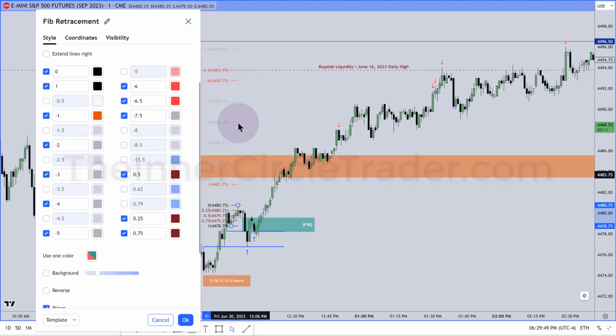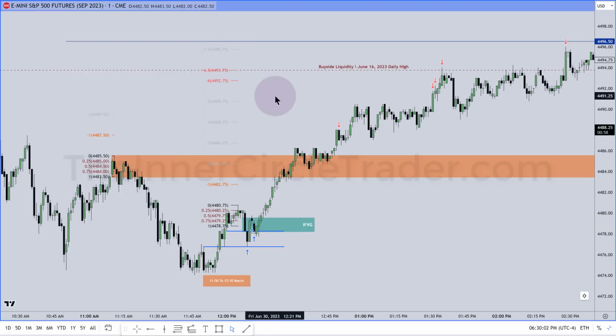What I'm doing is showing you how to take the levels here for standard deviation, and when they agree with a range of liquidity. What do I mean by that? Well, let's take this off. If we look at how the negative 6.5 standard deviation comes in at the daily high at June 16.